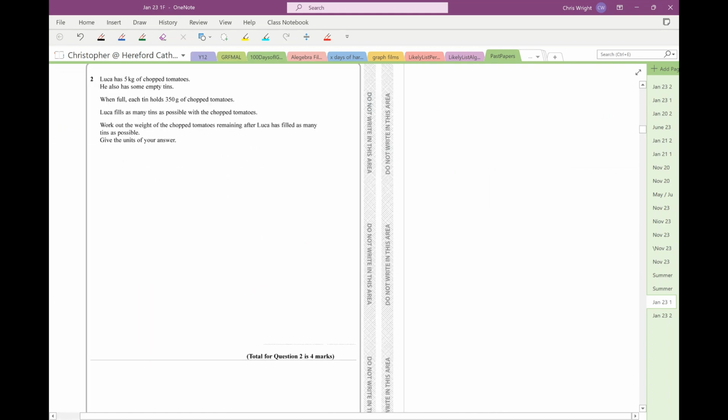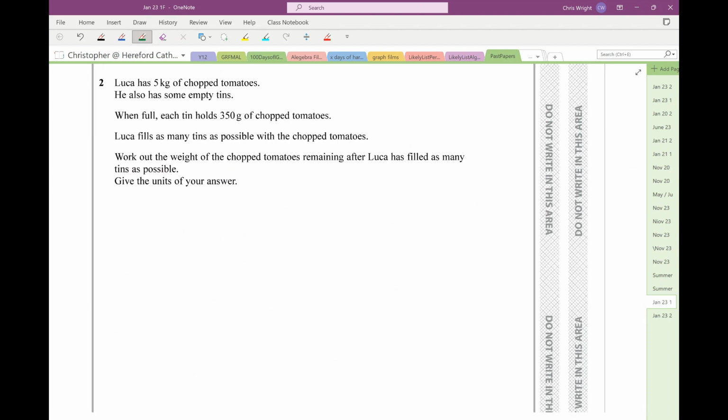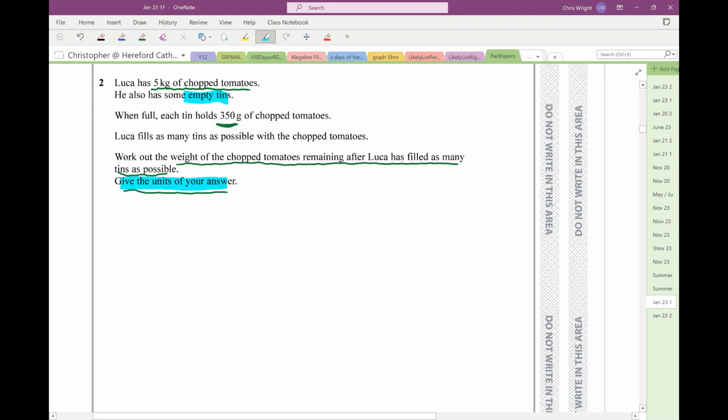Question 2. Luca has 5 kilograms of chopped tomatoes. I'm already thinking I know what that is in grams. He also has some empty tins. Okay. When full, each tin holds 350 grams of chopped tomatoes. Luca fills as many tins as possible with the chopped tomatoes. Work out the weight of the chopped tomatoes remaining after Luca has filled as many tins as possible. Give the units of your answer. I'm going to have to remember that, aren't I? Give the units of your answer.